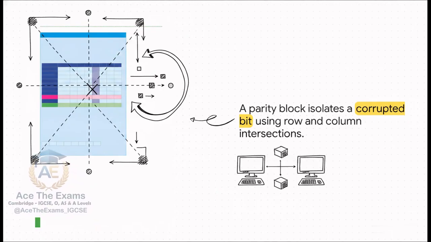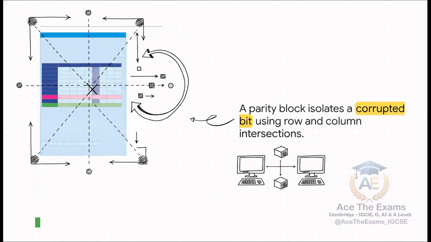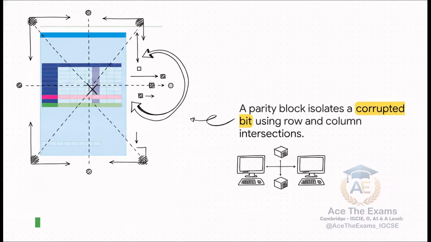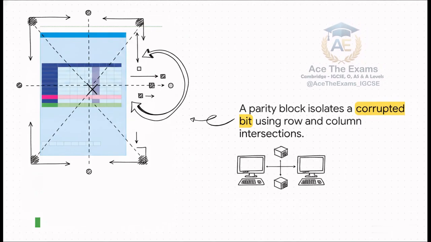The absolute genius of a parity block is that by tracing the intersection of the incorrect row and the incorrect column, the system mathematically isolates the exact single corrupted bit. It pinpoints the intersection, and the computer instantly knows which bit to flip back. If you can explain that intersection in your exam, you've nailed it.